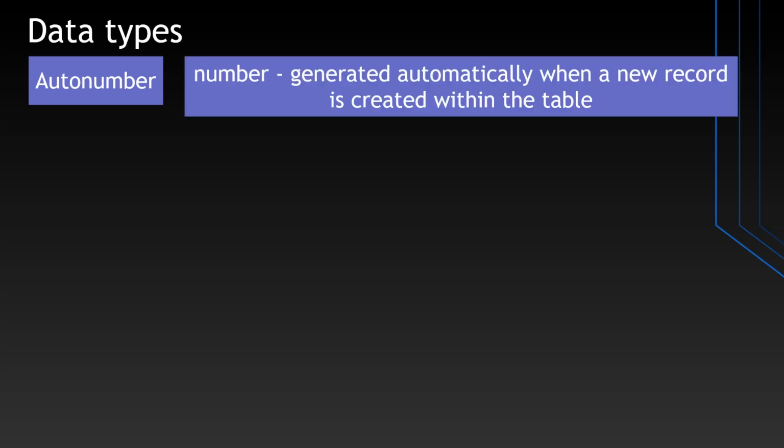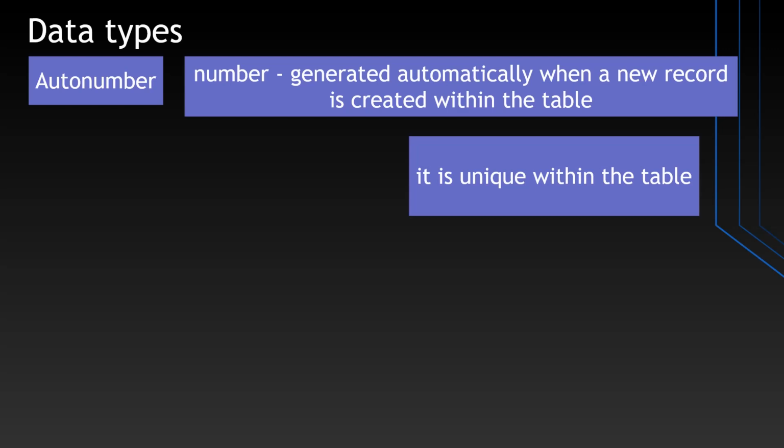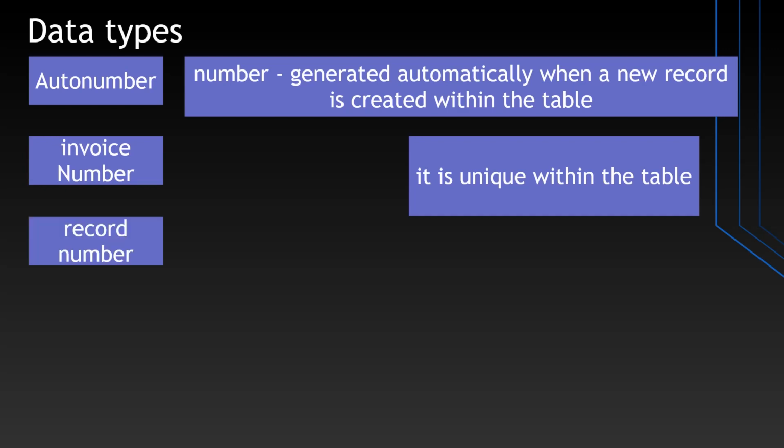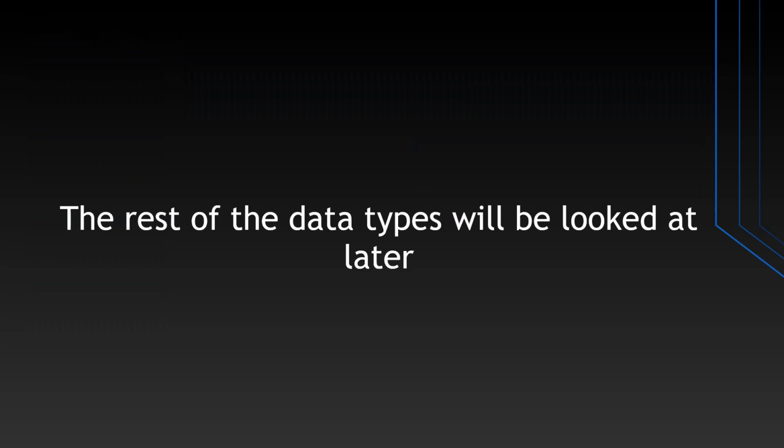Data type: AutoNumber. It is a number which is generated by Microsoft Access automatically when a new record is created within the table. This number is unique within the table. In other words, no two records will have the same number in this field within this table. Examples: invoice number, record number, product code. The rest of the data types will be looked at later.